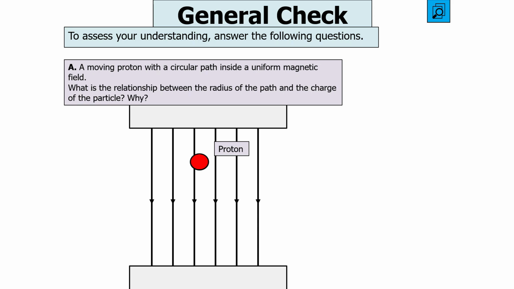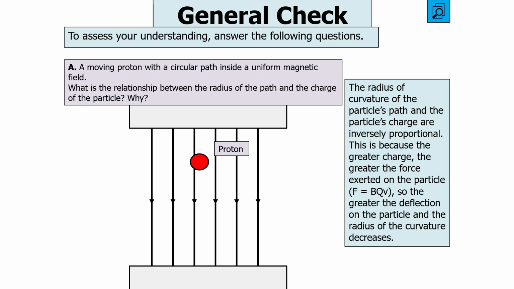What is the relationship between the radius of the path and the charge of the particle, and why? Well, the radius of the curvature of the particle's path and the particle's charge are inversely proportional, because the greater the charge, the greater the force exerted on the particle, F equals BQV, so the greater the deflection of the particle, the radius of the curvature decreases.